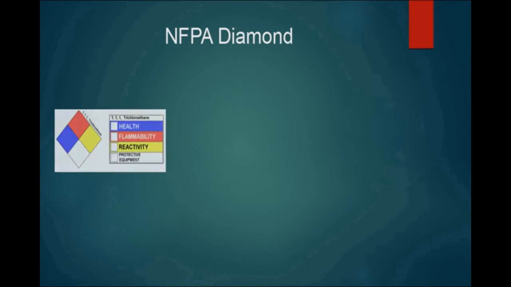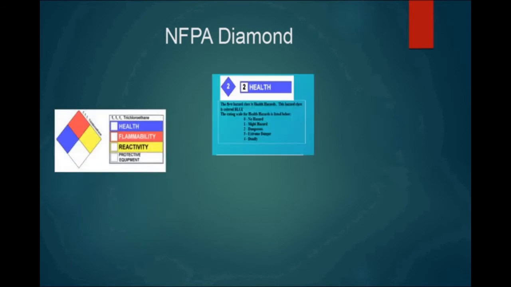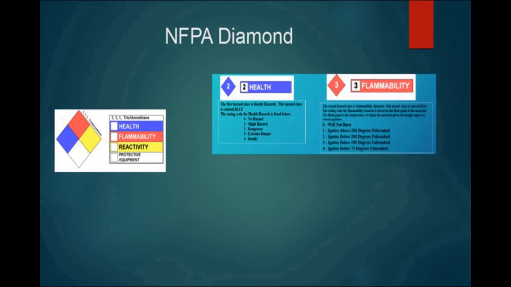NFPA diamond. The rating scale for health hazards is listed below. 0, no hazard. 1, slight hazard. 2, dangerous. 3, extreme danger. And 4, deadly. Flammability. The rating scale for flammability hazards is based on the flash point for the material. 0, will not burn. 1, ignites above 200 degrees Fahrenheit.